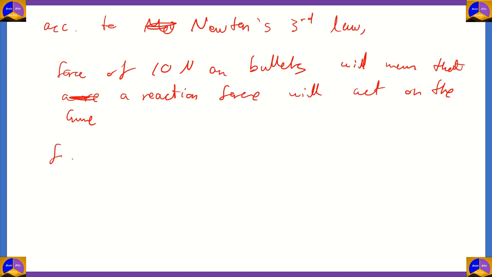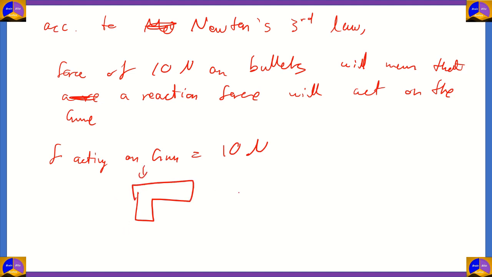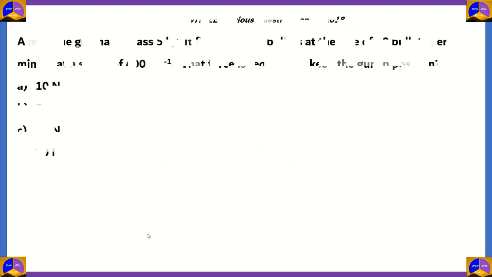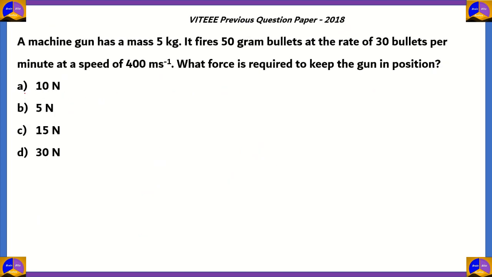So the force acting on the gun will also be equal to 10 newtons. And since we have to keep the gun in position, if the recoil force is 10 Newton, then the applied external force has to be equal to 10 Newton. So therefore, in this question, the correct option is option A, 10 Newton.